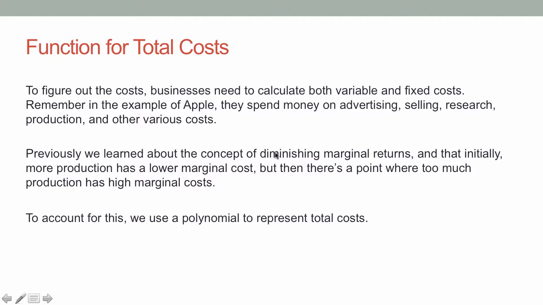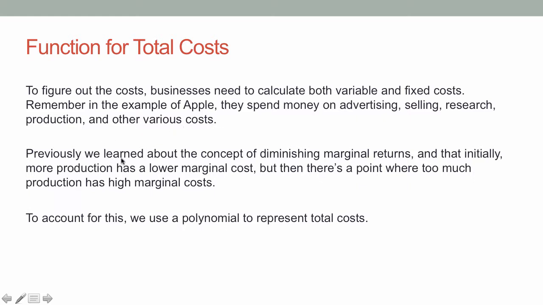Unfortunately, I also have costs. I need to consider how much it costs to make things and produce things and to sell things. So to figure out the costs, businesses need to calculate both the variable and fixed costs. Remember, some things are fixed, like rental space or production tools. Variable items could be how many resources I have, increase the amount of resources, increase the amount of workers. Remember in the example of Apple, they had to spend money on advertising, selling, research, production, and other costs, right? We saw that on the Apple quarterly earnings sheet.